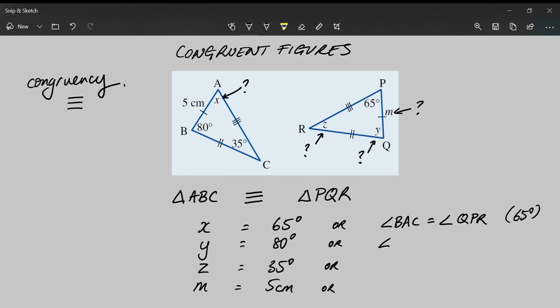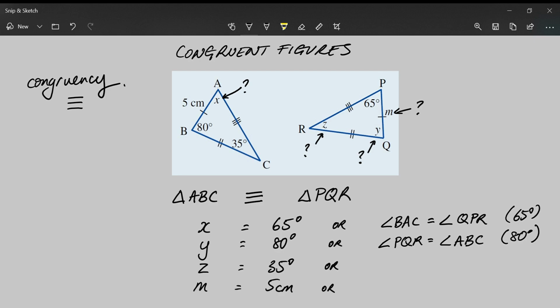So in this case, I'm going to say angle PQR is the same as, and remember P corresponds with A, so we'll start with P and A, so we want angle A. Q corresponds with B, and then R corresponds with C. So angle PQR is the same as the angle ABC, and we already know from what we solved before, that's 80 degrees.